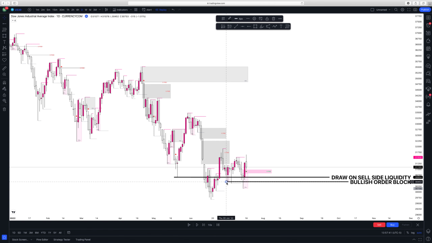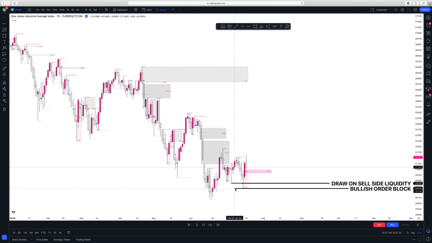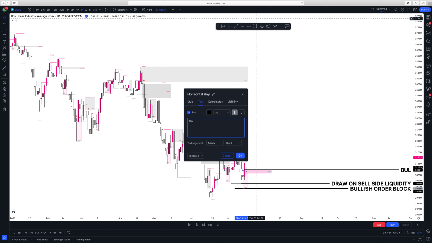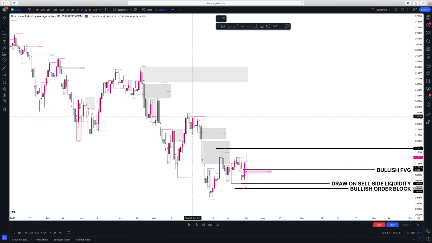So even from here at this point, draw on sell side liquidity, bullish order block. Now there's a bullish fair value gap here. Bullish fair value gap there. So targets would be towards sell side liquidity. So this is a target up here. This is another target up here at previous swing highs in the market.